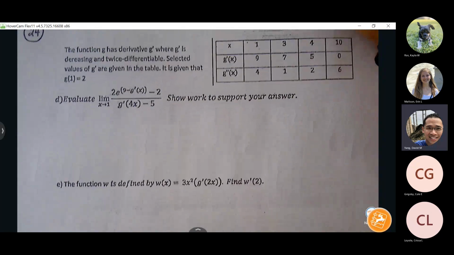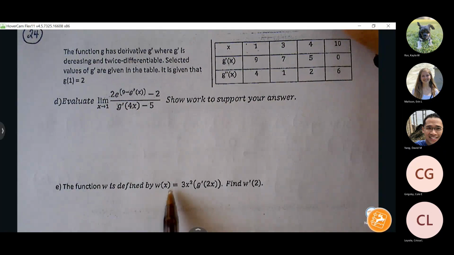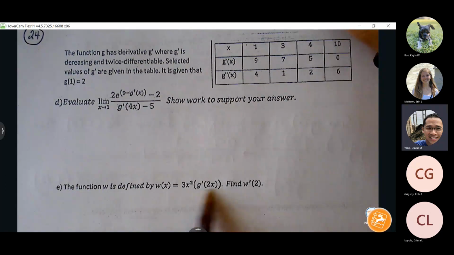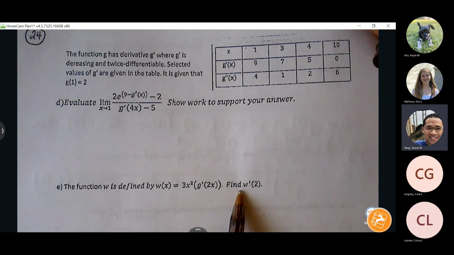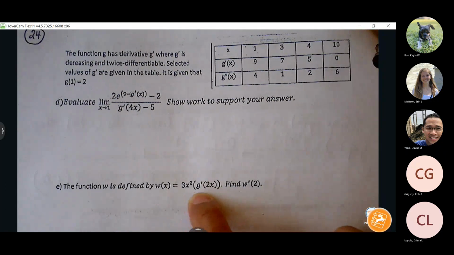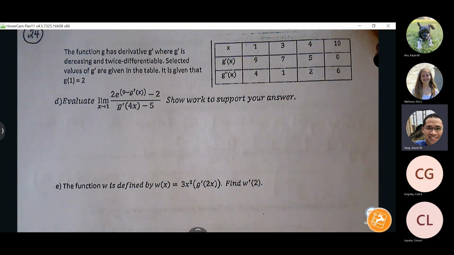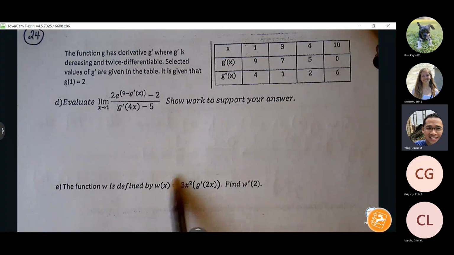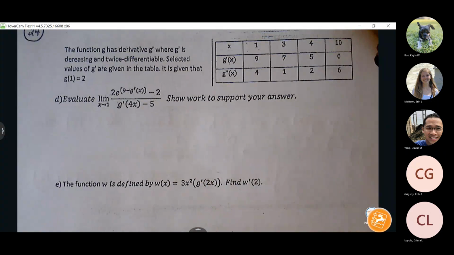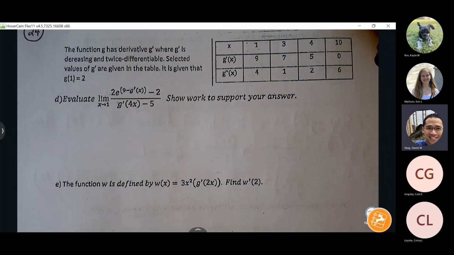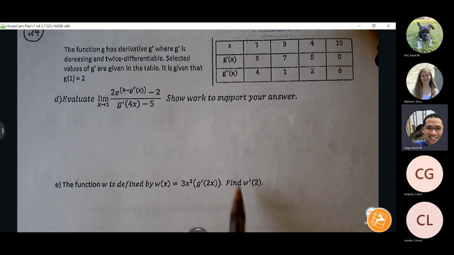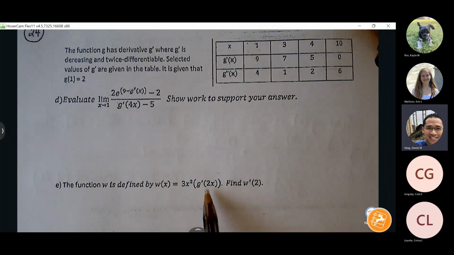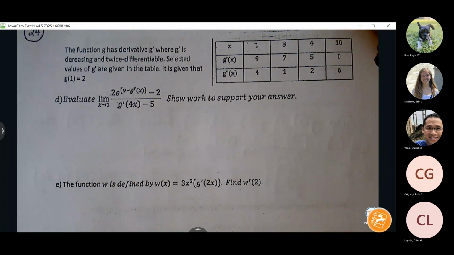Okay, so let's go down to part E. Function is defined by w of x. Find w prime of 2. So we've seen this process before on the previous quiz. Which method is involved here if I want to find the derivative of this? Chain rule and product. Yeah, so product first because it affects a larger portion of the problem. But then, yes, there's going to be a little bit of a quotient rule with that g prime of 2x.